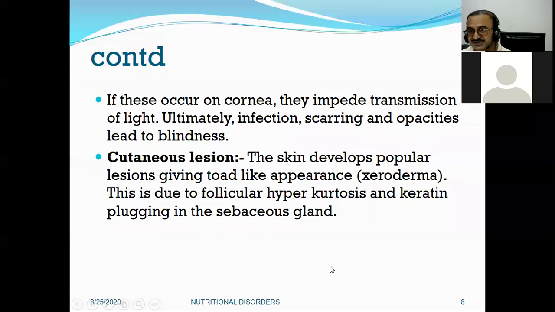There may be cutaneous lesions. The skin develops papular lesions, giving a toad-like appearance. This condition is xeroderma. This is due to follicular hyperkeratosis and keratin bulging in the sebaceous glands. So there is development of xeroderma, skin changes due to vitamin A deficiency.